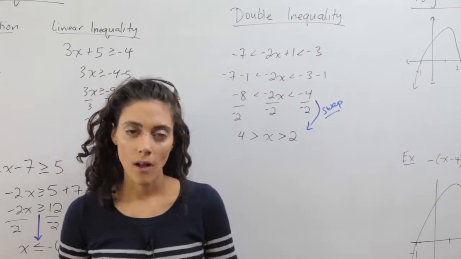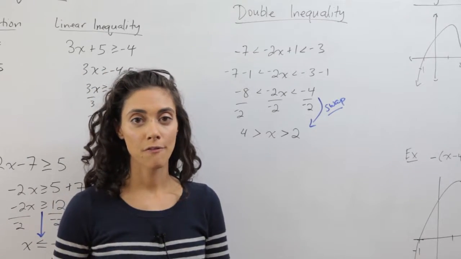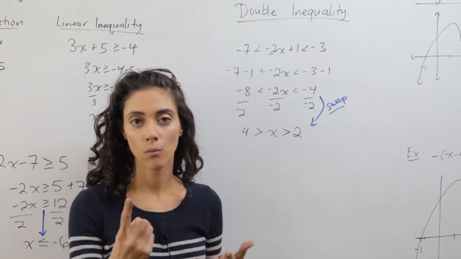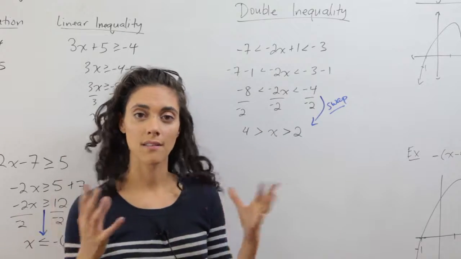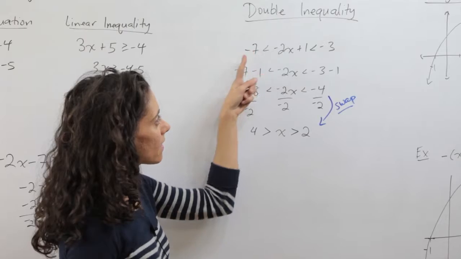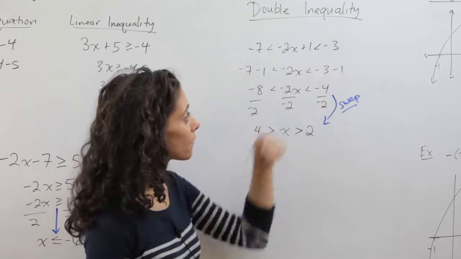When we're dealing with inequalities, it's possible to get a double inequality. We can get some value of x between two values. Of course, that doesn't work for an equation. X can only be equal to one single thing at a time. But with inequalities, x can be in some range. So here I have -7 is less than -2x plus 1, which is less than -3.